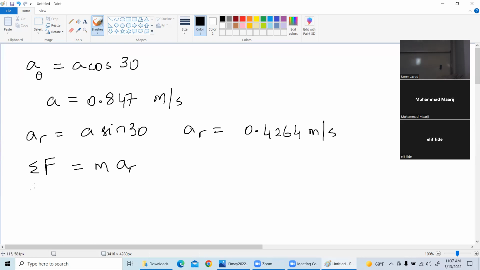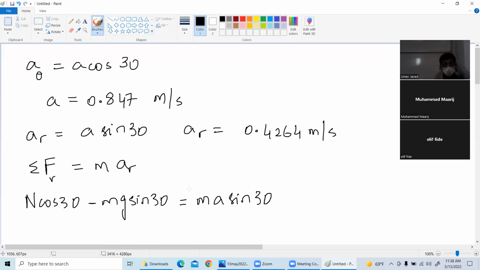Now you will go back and you will start writing N cos 30 minus mg sine 30 is equal to MA sine 30, right? You can see here. And finally, you will have N equal to... Okay, give me the value. Just give me the value.